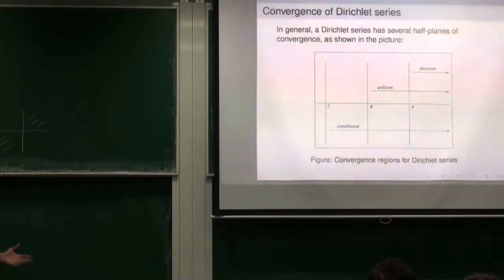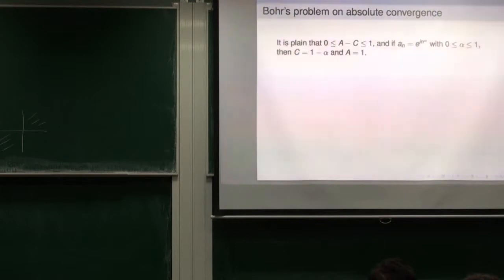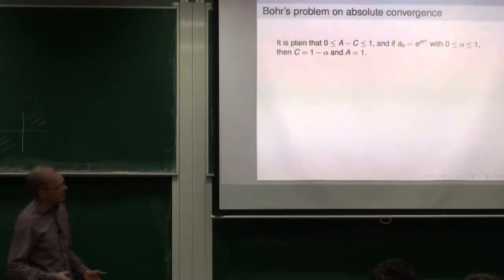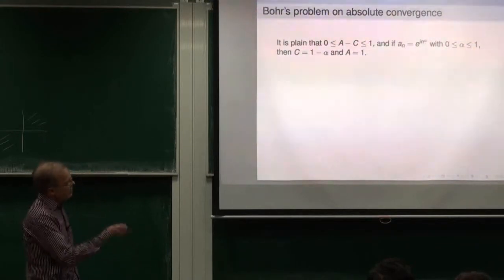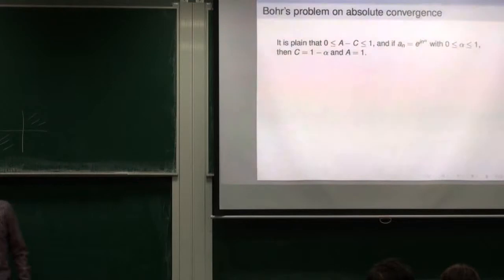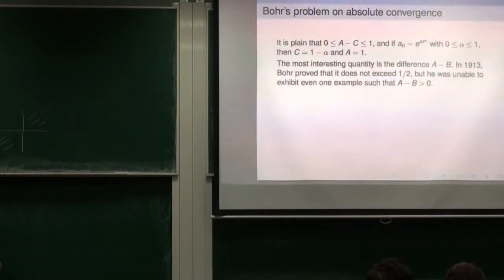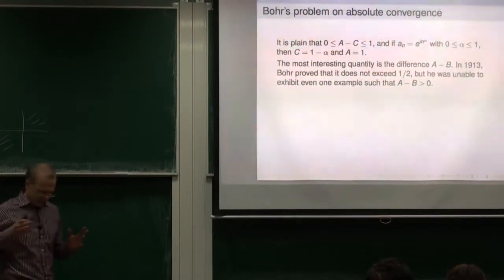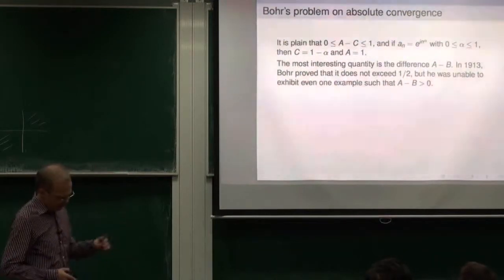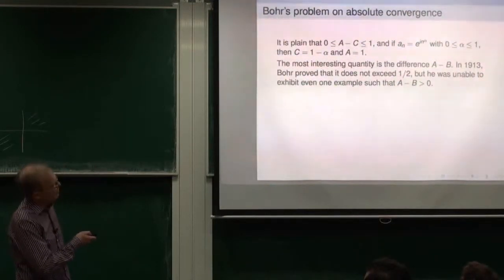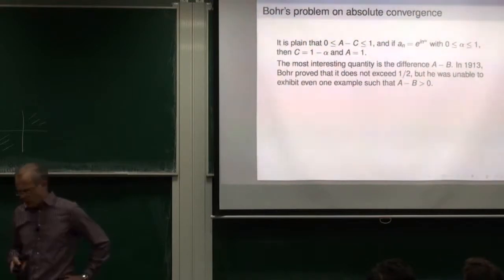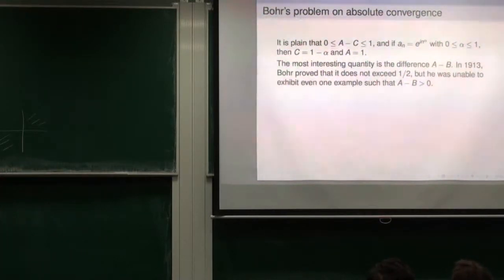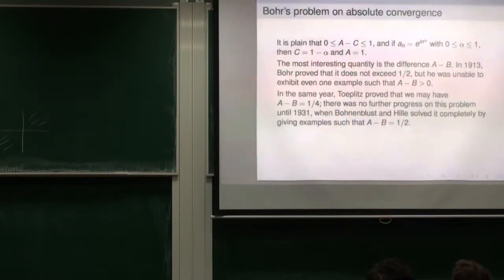And Bohr was interested in finding out the relation between these lines. So you can easily see that A minus C must be between 0 and 1. You can in fact achieve both 0 and 1. But the most interesting quantity is the difference between A, which is absolute convergence, and B, which is uniform convergence. And Bohr proved that it does not exceed 1/2. But he was unable to exhibit even one example such that A minus B is positive.